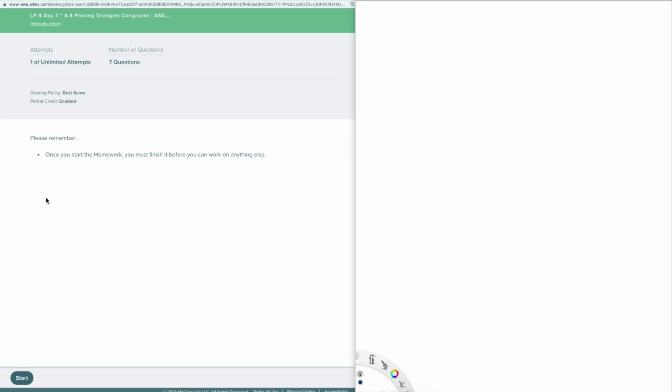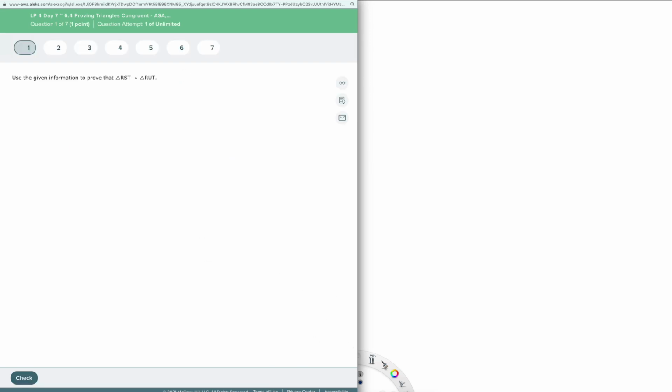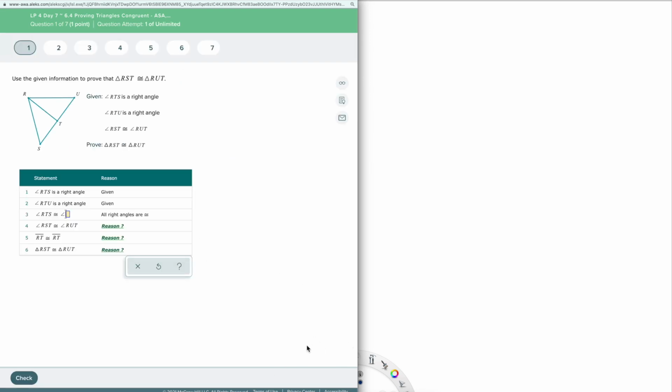Down here it says, once you start your homework, you must finish it before you can work on anything else. What that means is once I click start, down in the bottom right corner here, we will see a Submit Assignment button. We need to make sure that we click that button before we move off of this screen. So it doesn't matter what you've completed. If you've completed nothing, or 1, or all 7, really doesn't matter what you've completed. To leave this screen, you click Submit Assignment button.